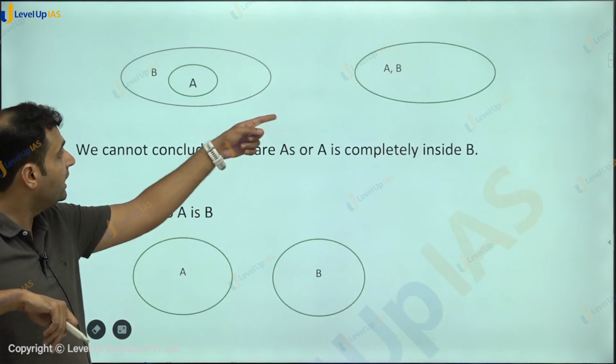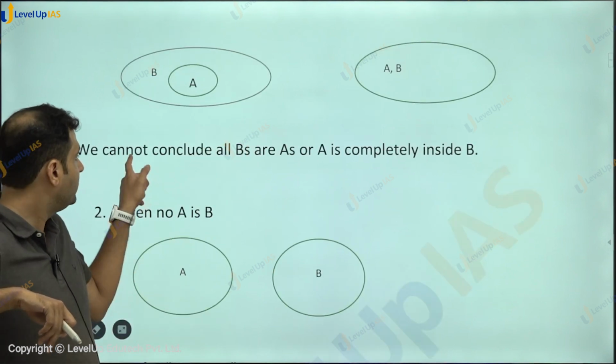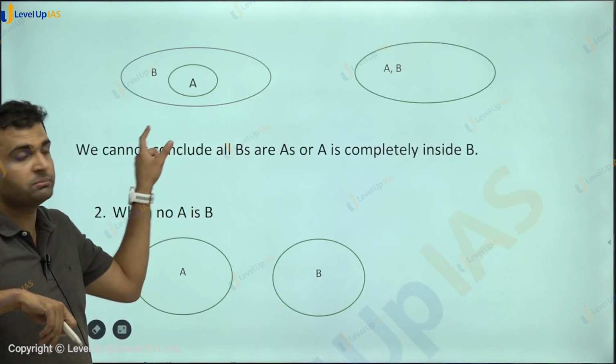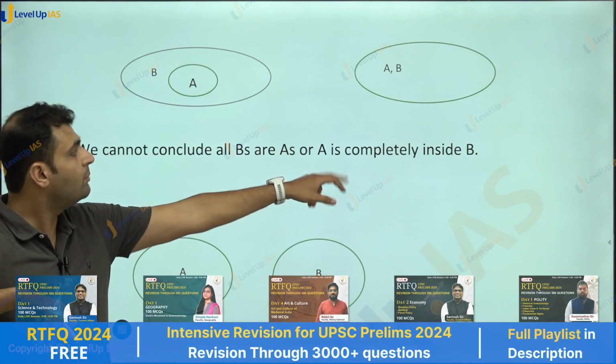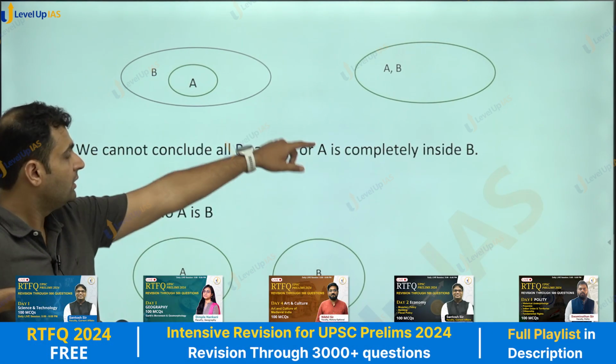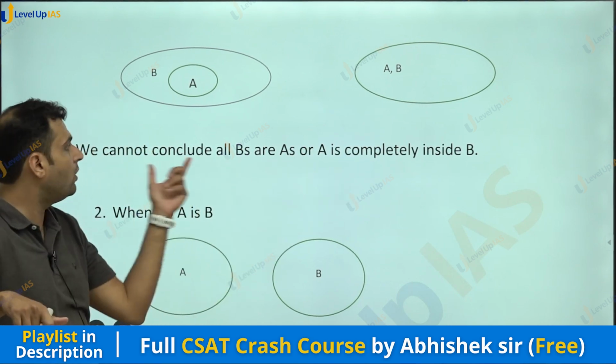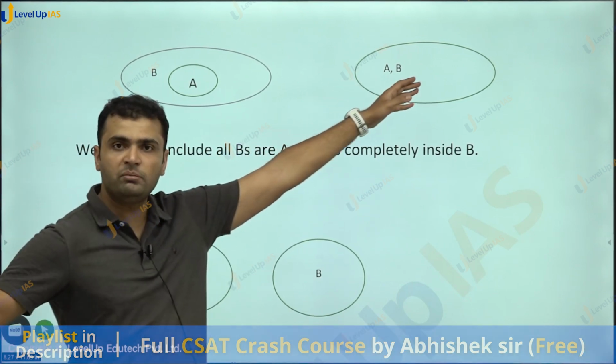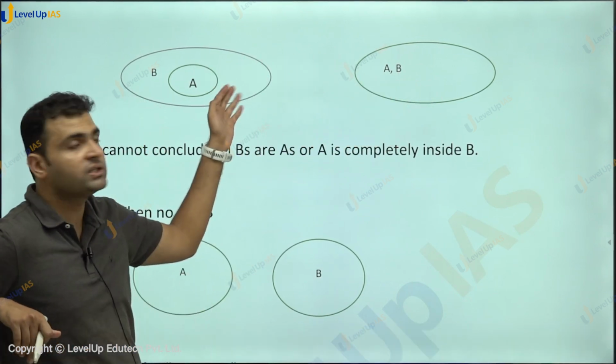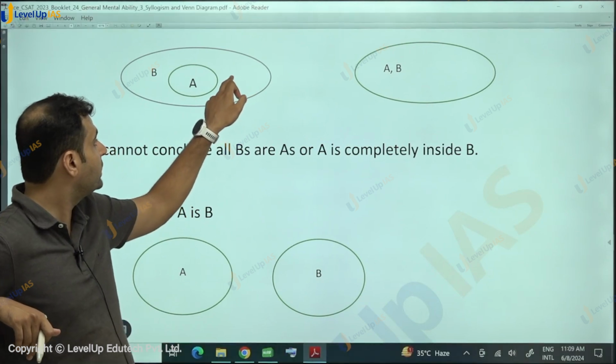But from here, we cannot conclude that all B's are A's, or that A is completely inside B. We cannot say A is completely inside B either, because this case is also true. And we cannot say all B's are A's because even though all B's are A's is true in this case, it is not true in this case. There are certain B's that are outside A.